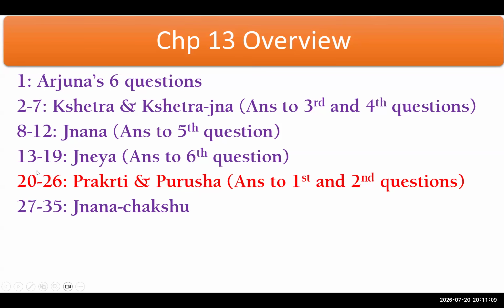Now, Krishna begins the next section, 20 to 26, on Prakriti and Purusha. So this answers the first and second questions. You can see how Krishna is building the philosophical concepts in a logical way. Although Arjuna had asked about Prakriti and Purusha first, because Krishna is building these concepts in a very systematic and logical way, he answers Prakriti and Purusha last. So up till now, do you have any questions? Any clarifications?